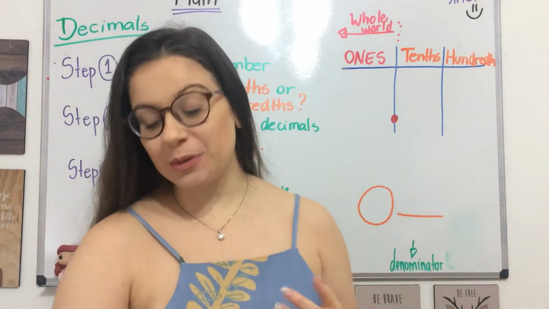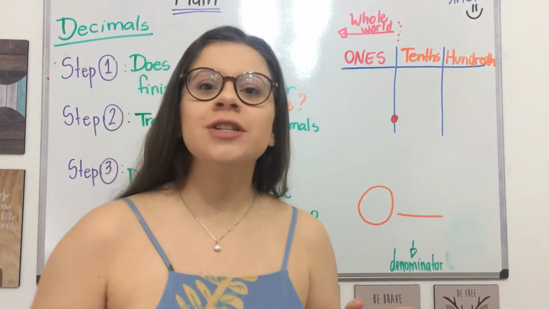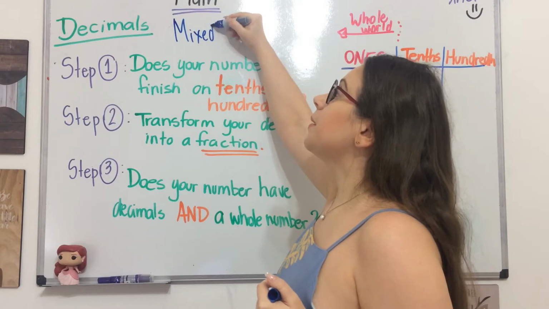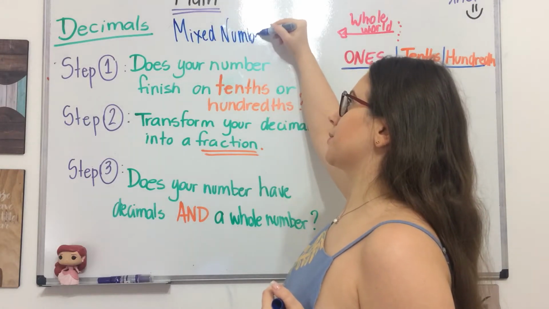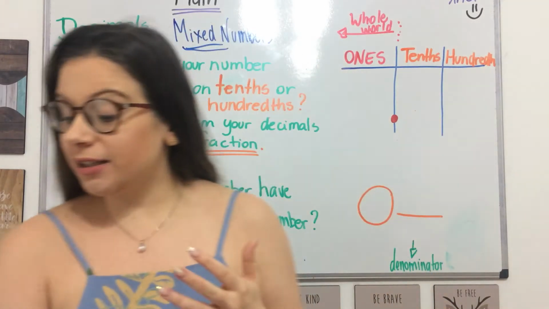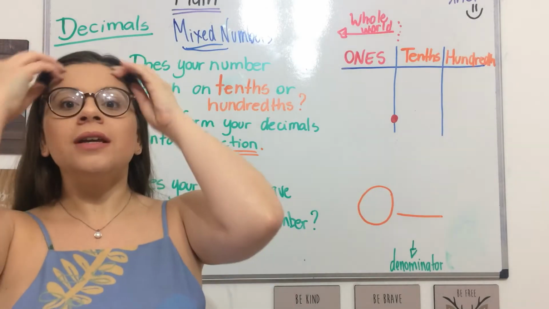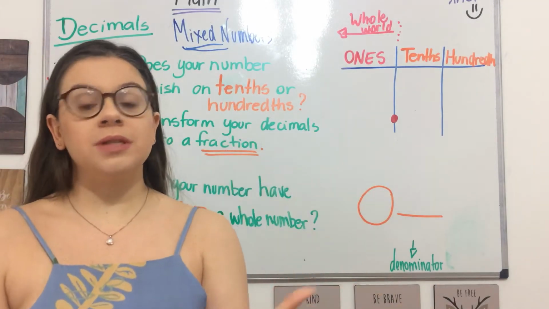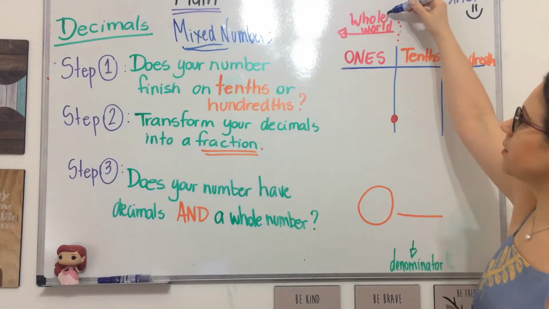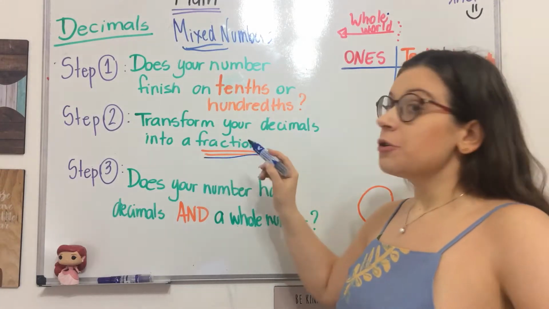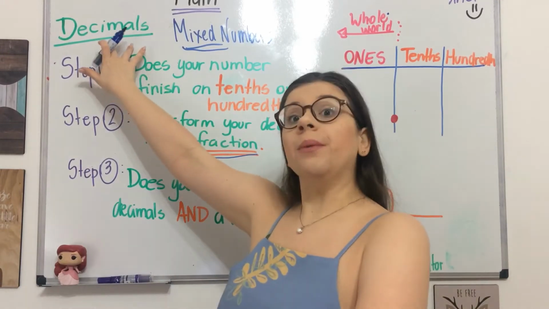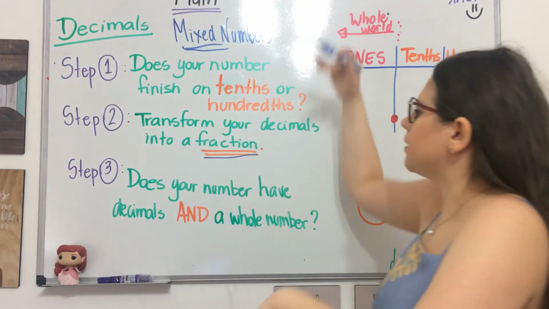Today, our conversation about decimals is going to continue. And today, we are going to talk about how we can transform decimals into something that we call mixed numbers. Well, the word mixed already gives me a hint, right? It's supposed to be something that mixes two concepts that we already know. Mixed numbers are going to mix whole numbers and fractions. So what we are going to do is get a decimal number and transform it into a whole number and a fraction.